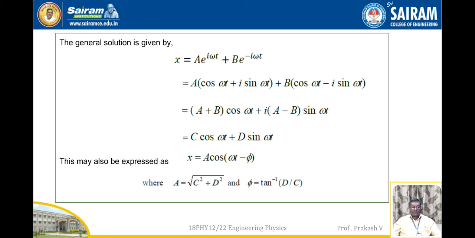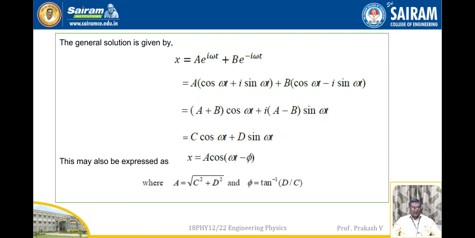Further, in place of a plus b, if you consider c, and in place of a minus b, if you consider d, the equation can be written as c into cos omega t plus d sin omega t. It may also be expressed as x is equal to A cos of omega t minus phi. Here the value of phi is equal to tan inverse d by c, and the value of A is equal to square root of c square plus d square.